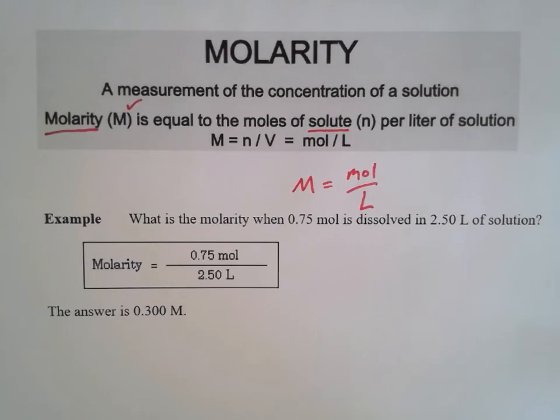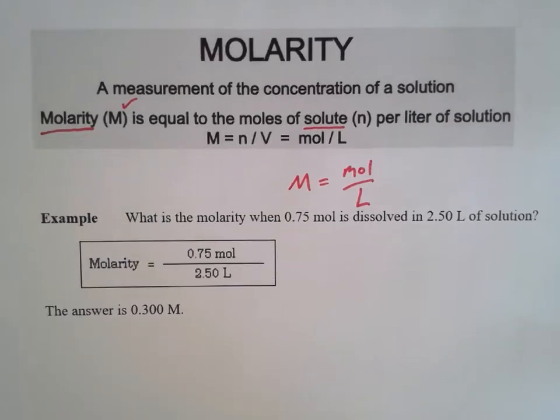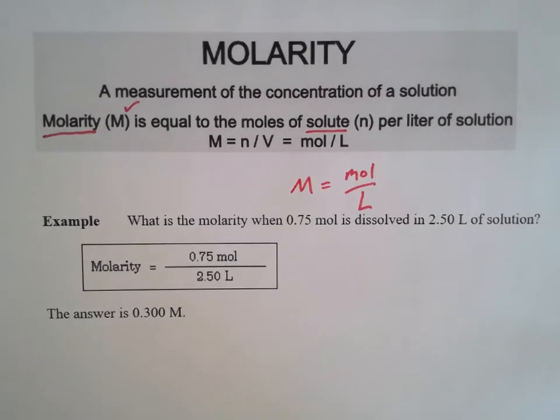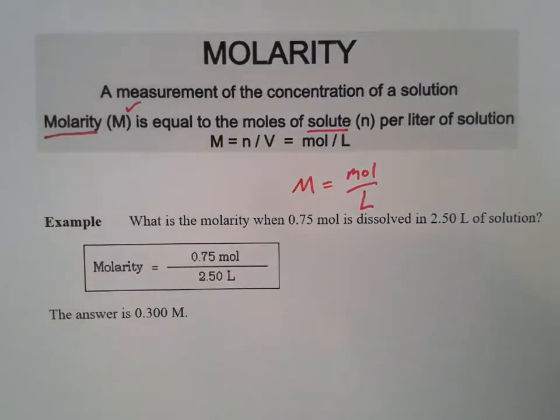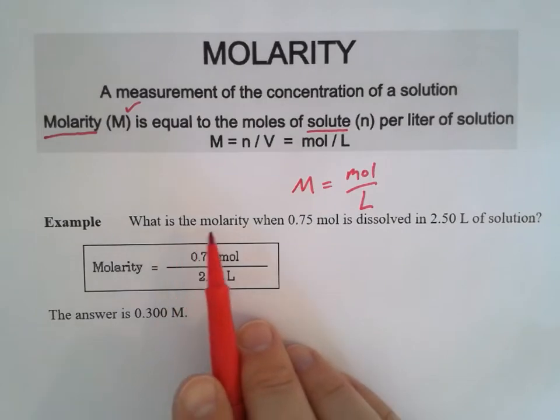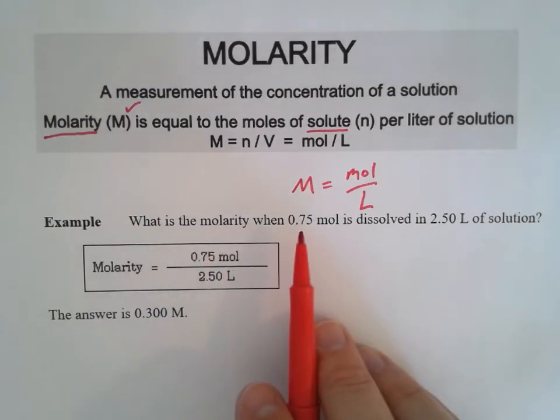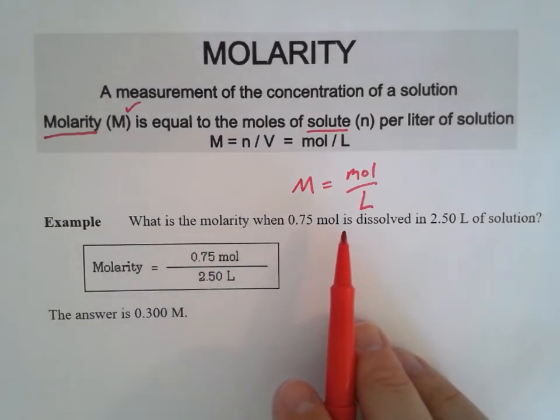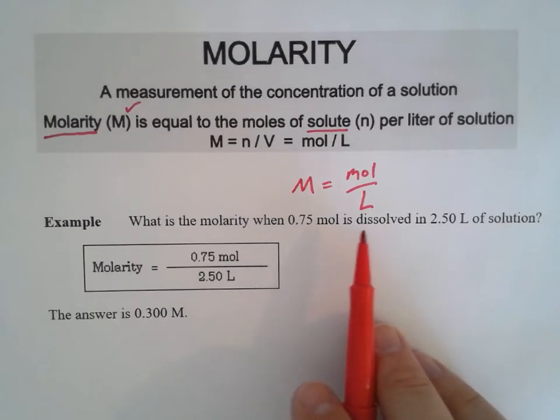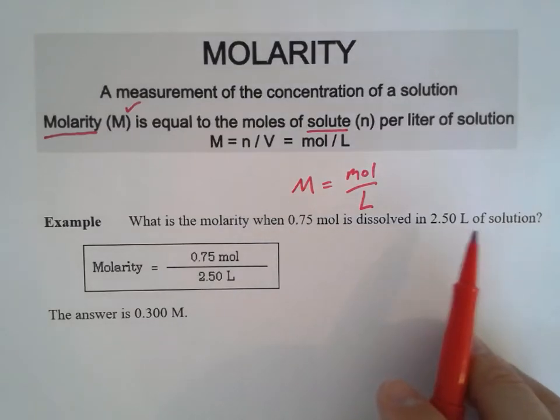It's very important that you realize that volume has to be expressed in liters and not milliliters. So if you ever encounter a problem or a calculation where they give you milliliters, you'll have to convert it to liters. What I have here below is basically just an example problem, and it's already calculated for us. The question asks, what is the molarity when 0.75 moles is dissolved in 2.5 liters of solution?